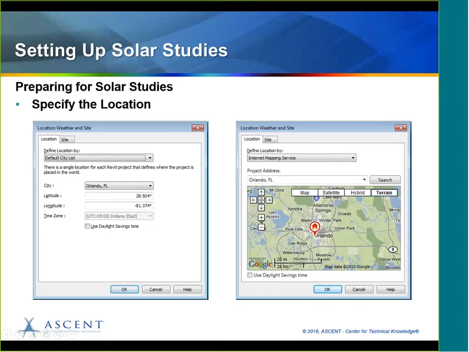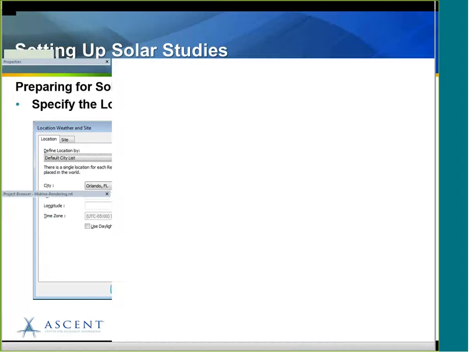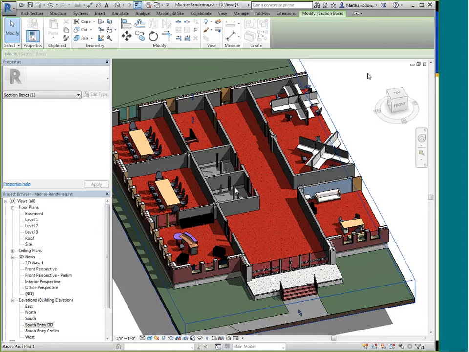The other thing that you need to set up is your location. For the location, you can use your default city list and choose from that. If you have exact latitude and longitude, you can put that in, and if you're using daylight savings time, all these different things. Then you can also put in your project address, which uses the Internet Mapping Service. That's all you're doing there, choosing between those two. So let's set up our model here with the right information.